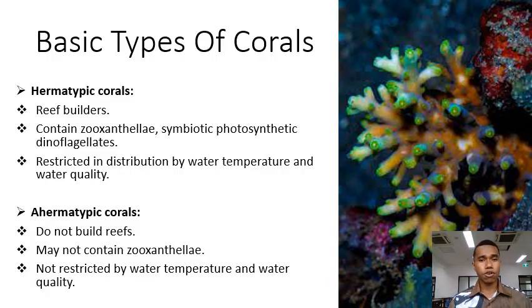There are two basic types of corals, which are the hard corals and the soft corals. To begin with hard corals, they are reef builders. They contain zooxanthellae, which are symbiotic photosynthetic dinoflagellates, which means that they use photosynthesis to make their own food. And they are restricted in distribution by water temperature and water quality. On the other hand, the soft corals do not build reefs, they do not contain zooxanthellae, and they are not restricted by water temperature and water quality.